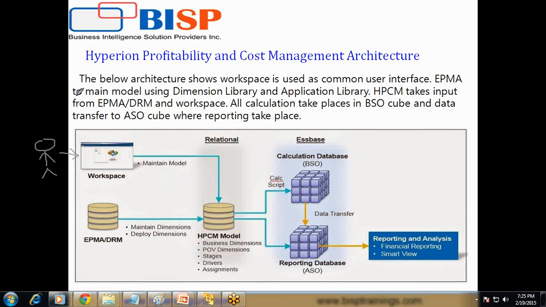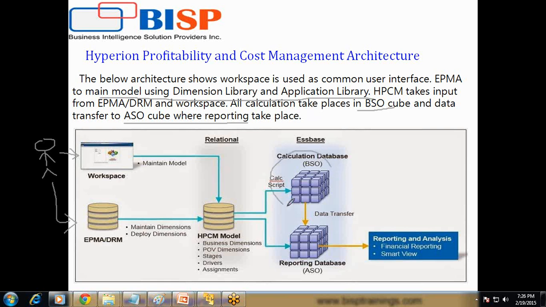And in EPM, to maintain, you load your metadata through the dimension library and create your application in the application library. Similarly, you do this for HFM or Planning, to load metadata and create an EPMA application. The data is input through EPMA dimension libraries, you load data to shared dimensions, and then in turn assign them to the application. It's exactly the same way you do for Planning, or you could use DRM. So we use two different cubes. One cube is BSO, another one is ASO.